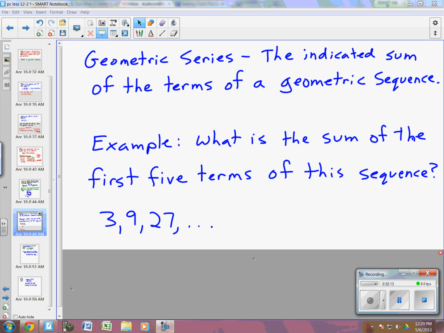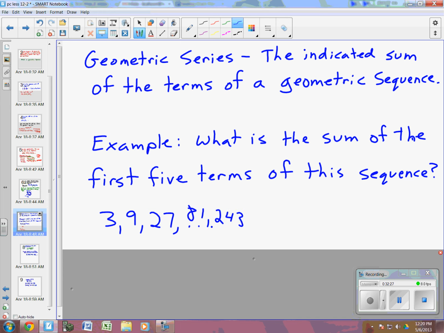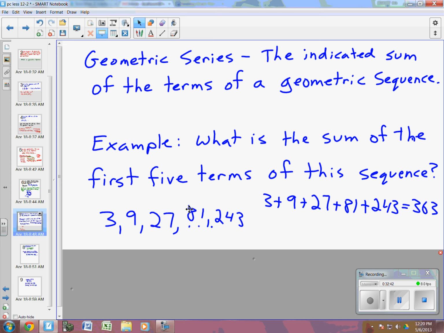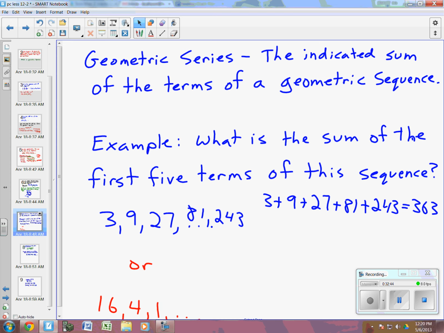Okay, so you guys got 363. So what's the ratio right here, you guys? 3. 3 times 3 is 9. 3 times 9 is 27. 3 times 27 is 81. 3 times 81 is 243, right? Just add these up. So we find 3 plus 9 plus 27 plus 81 plus 243, and you should have gotten 363. Is that right? Okay. That's one way you can do it. If it's not very many terms, you can just do it like that, right?